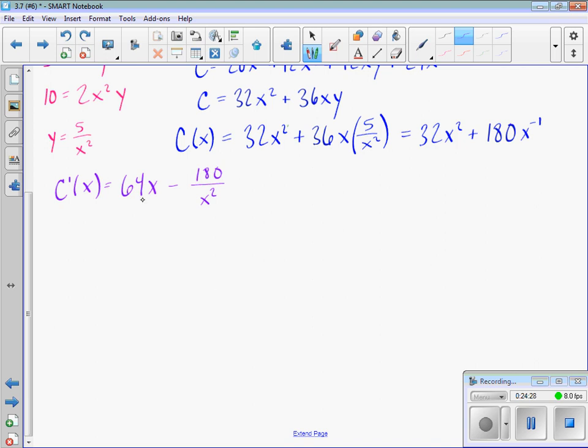And then I would probably get a common denominator here. So my common denominator would be x squared. So this one you multiply by x squared on top and bottom, and you get 64x to the what? Third, good. Minus 180. Once you have the first derivative, what do you do? Set it to 0, right? Okay, so it equals 0 when the numerator is 0, so the 64x cubed would be equal to 180. Go ahead and solve for what your x is there then.